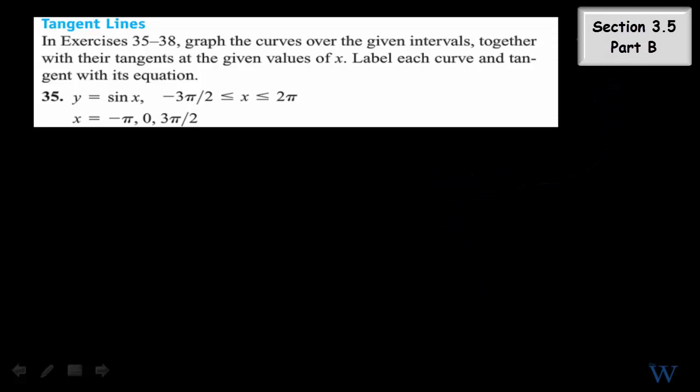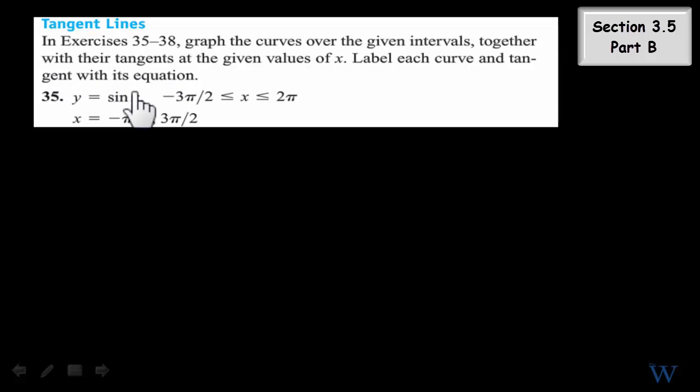Alright, we are back. We are now looking for tangent lines. In exercises 35 through 38, we graph the given curve that we have here, together with their tangents at the given values of x. And then we're supposed to label each curve and the tangent with its equation.